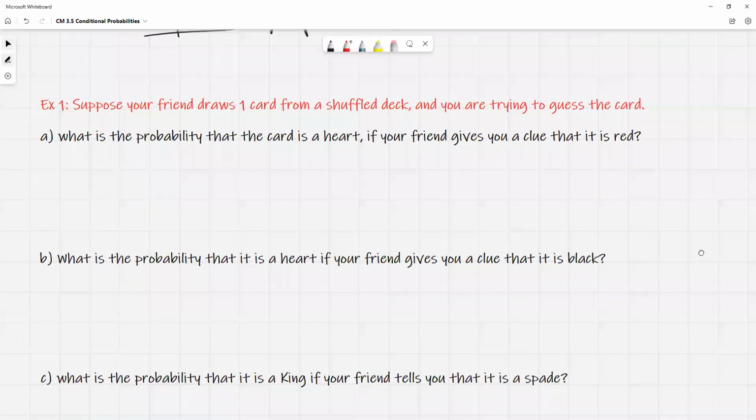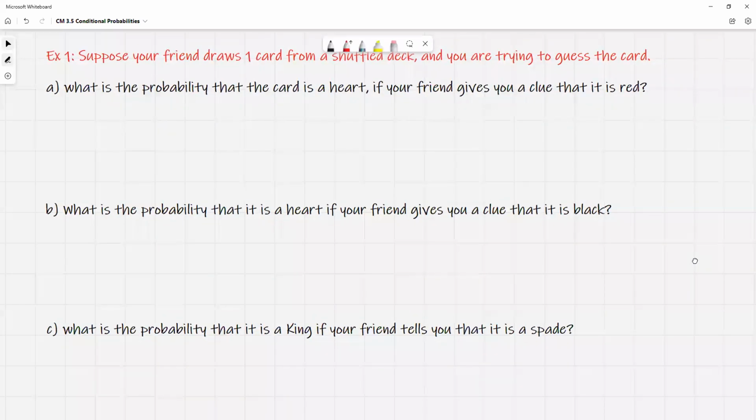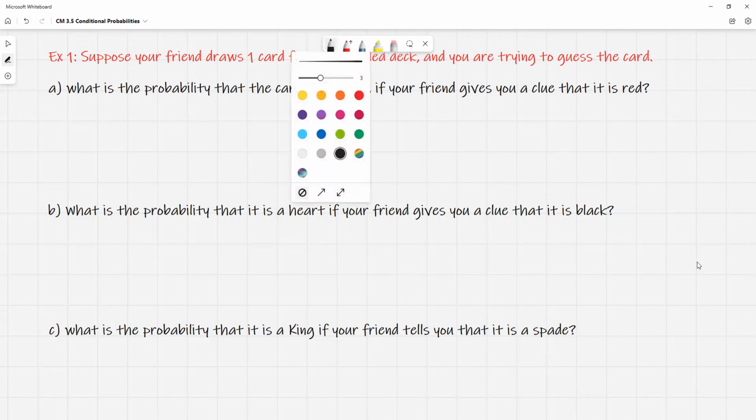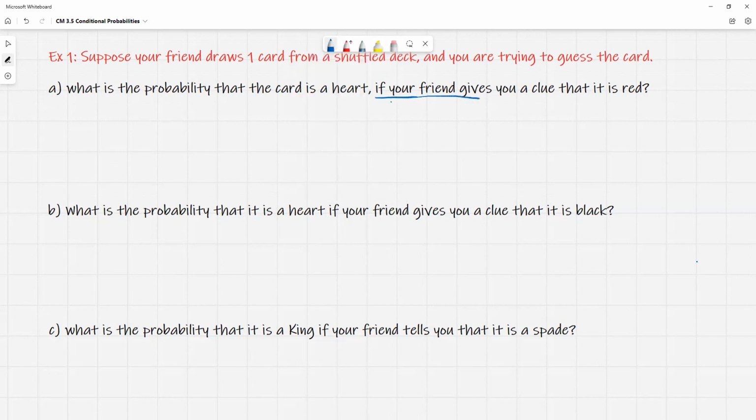Suppose your friend draws one card from a shuffled deck and you're trying to guess the card, okay? So this first one, A, what is the probability that the card is a heart if your friend gives you a clue that it is red, okay? And so here's the given statement. Another way we can phrase this is, what is the probability that the card is a heart given that it is red, okay? That's another way to phrase this statement that we underlined. These are the same way to say it.